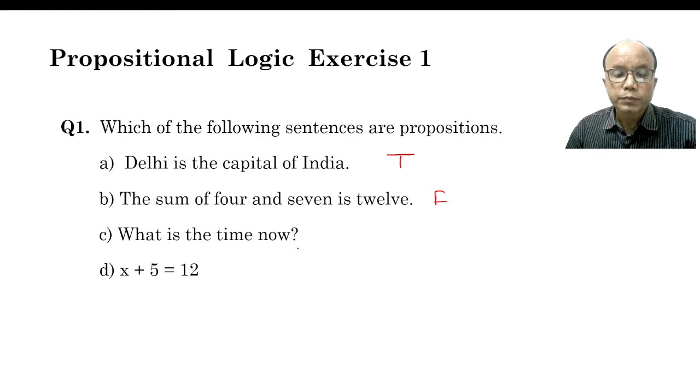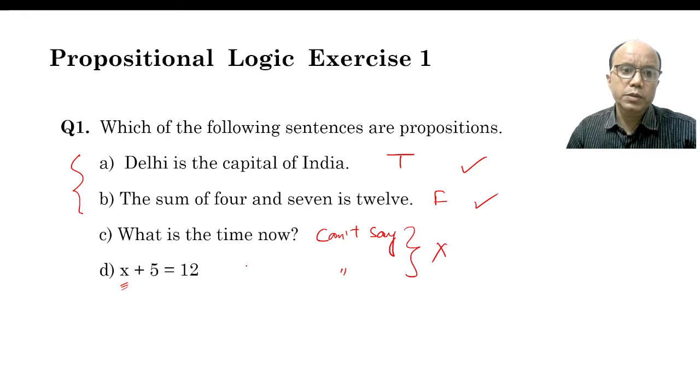What is the time now? This is neither true nor false. We can't say whether it is true or false. X plus 5 equal to 12. Unless you define x, you cannot say whether it is true or false. So this is in the same category as the previous one. So only two, A and B, are either true or false. So this one is a proposition, this one is a proposition, but these two are not propositions. In this way, you can identify whether a given sentence is a proposition or not.